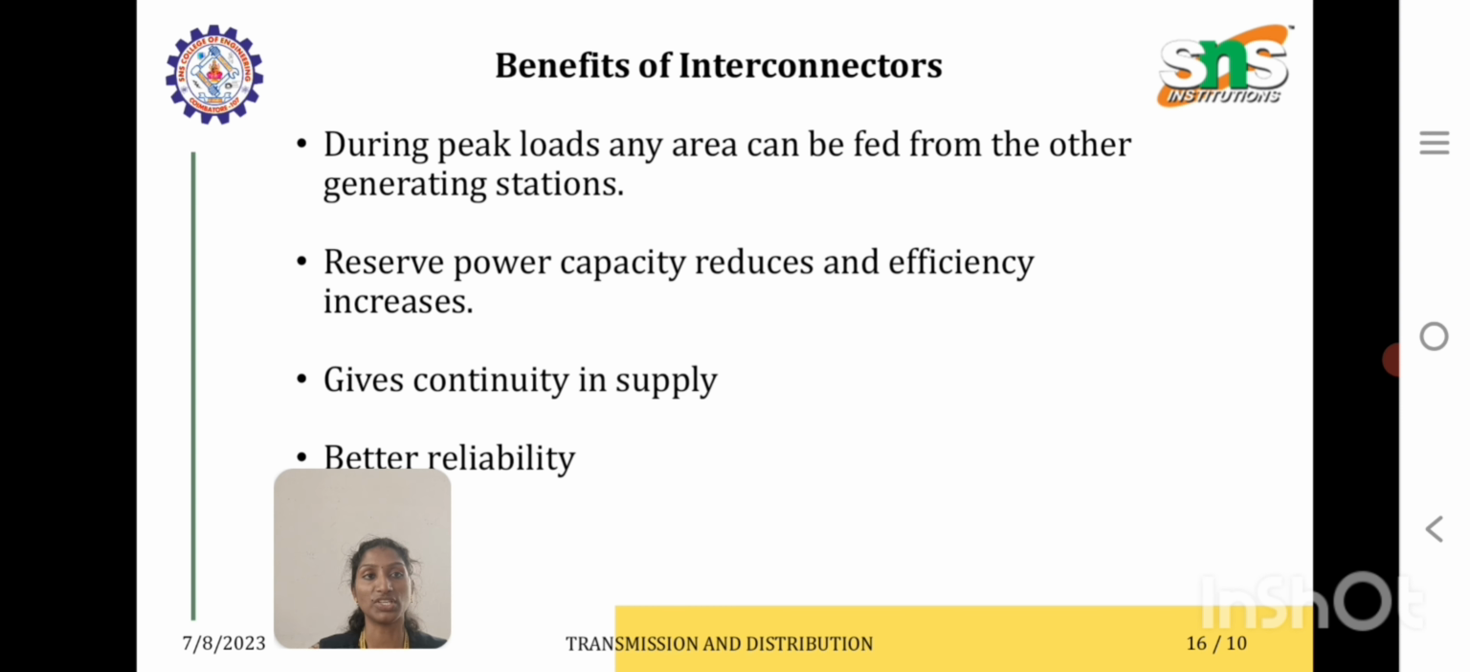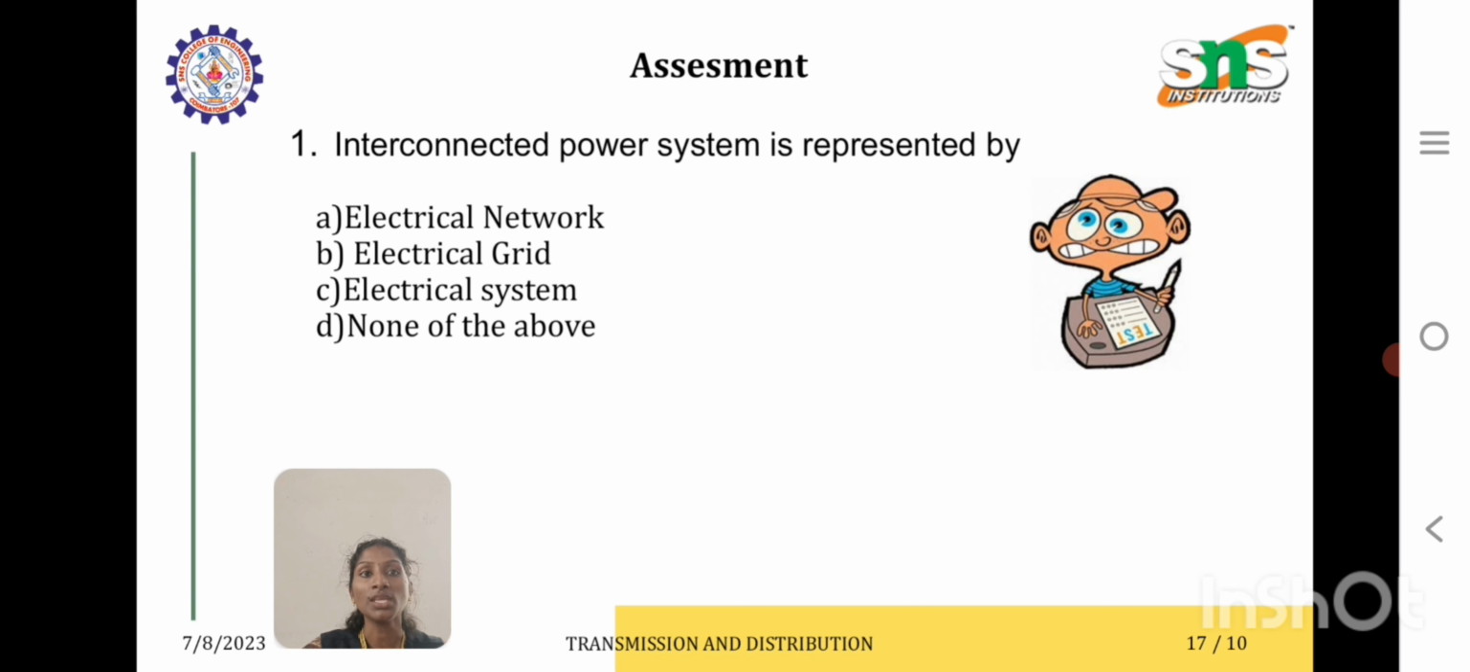So what are the benefits of interconnectors? During peak loads, any area can be fed from the other generating stations. If solar is not available, then we can use the supply of hydro, or thermal, or wind. So reserve power capacity reduces and efficiency increases. It gives continuity in the supply. If there is any issue in one supply, we can supply with the other input, which gives continuity in the supply, and at last it gives better reliability.